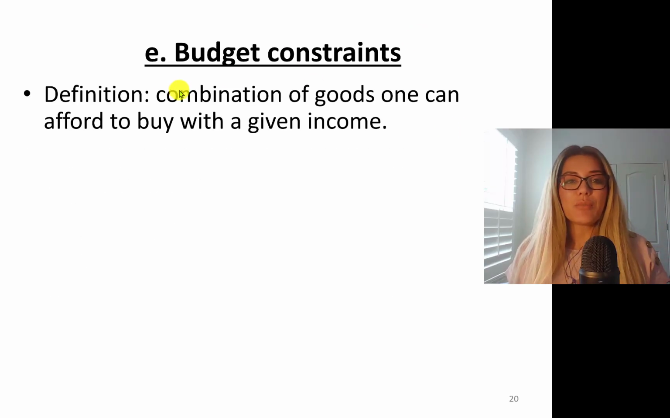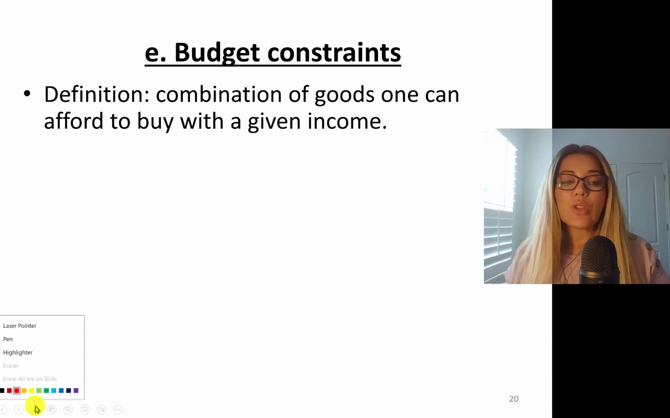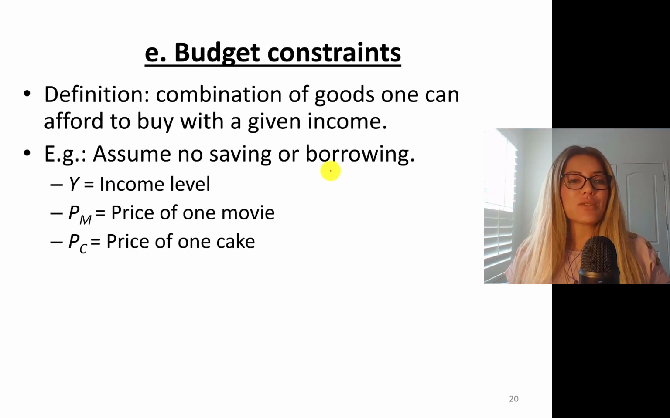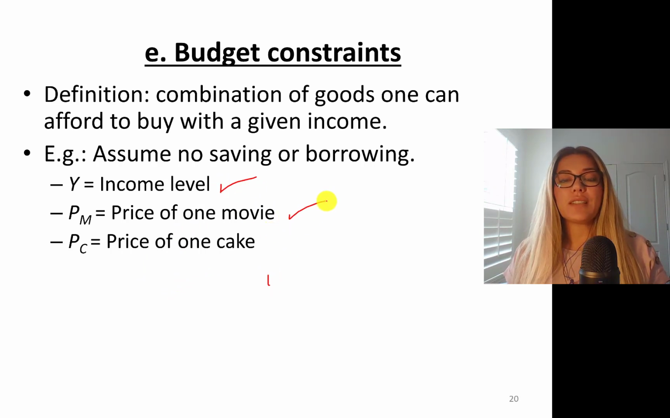Okay. So the budget constraint definition: the combination of goods or services one can afford to buy with a given income is your budget constraint. So assume that in this model there are no savings or borrowing. Y is your income level. PM is the price of a movie. The individual consumes only two goods, movies and cakes, right? PM is the price of a movie. PC is the price of one cake.